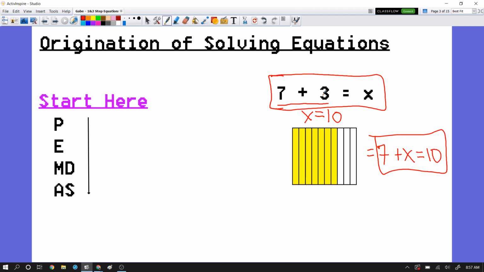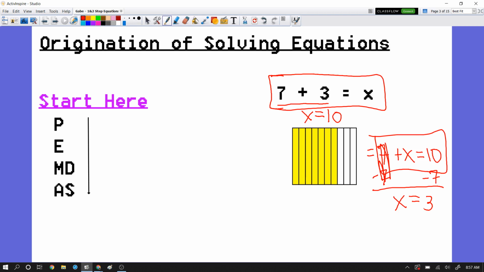Whenever we take it away, it will undo what we did previously. So if we had 7 added on to x, let's just take 7 away. That goes to 0, and we just do it to both sides because it's an equation, because it affects both sides. x equals 3. This is an algebraic representation of how to solve a one-step equation.